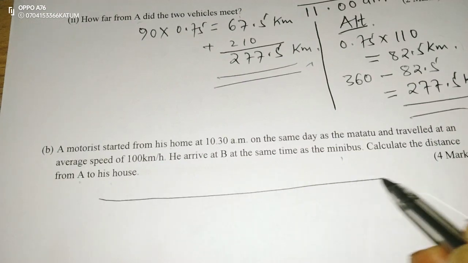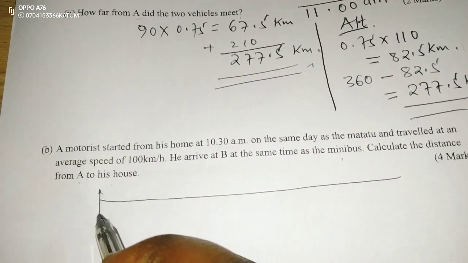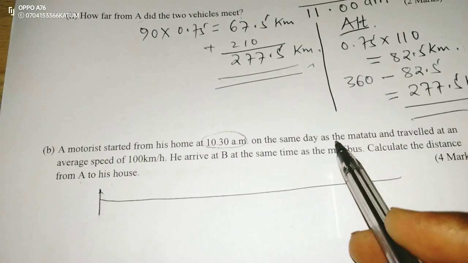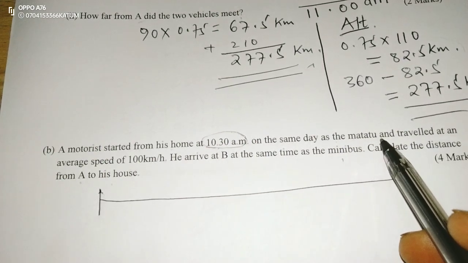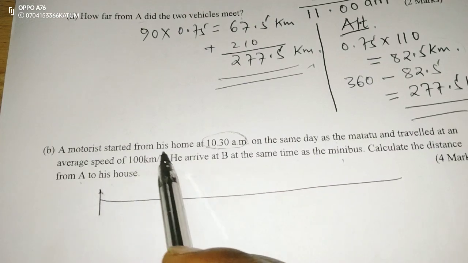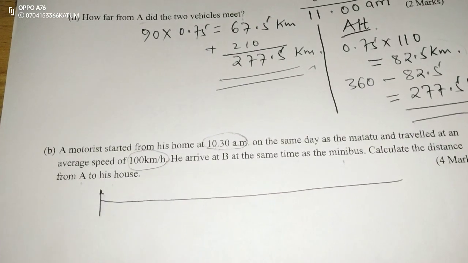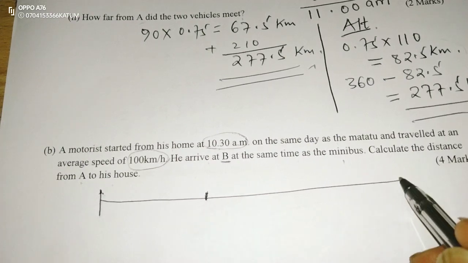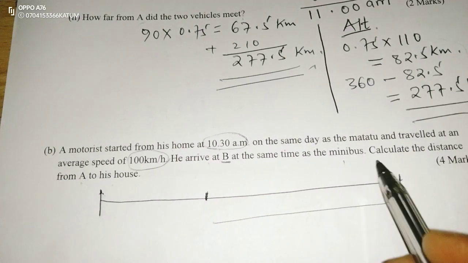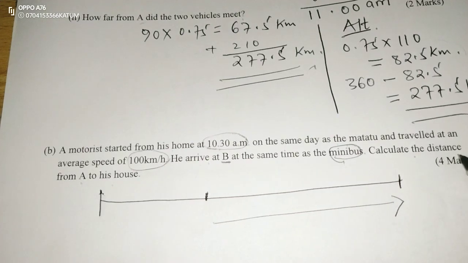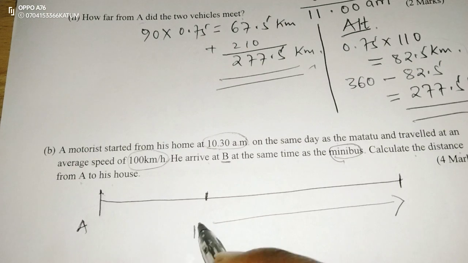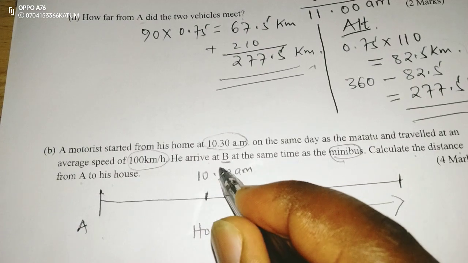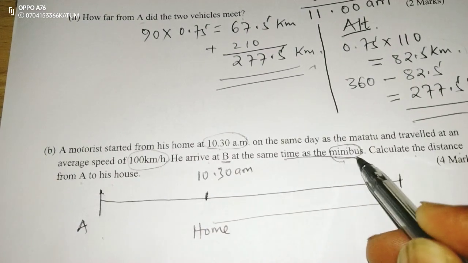Therefore, we are told that a motorist will move from his home at 10:30 a.m. on the same day as the matatu. Then he is going to travel at an average speed of 100 kilometers per hour. Then he arrived at B. So this motorist, who is somewhere here, is going to arrive at B the same time as the minibus. Calculate the distance from A to his home. So his home is somewhere here, and we have A here. Remember, he is starting at 10:30 a.m. What we should look at is, what is the time when the minibus is going to arrive?